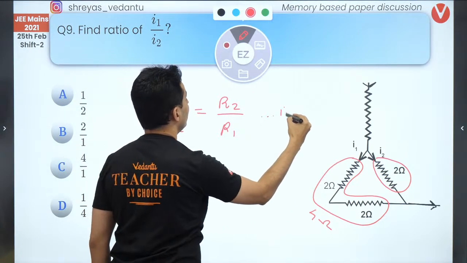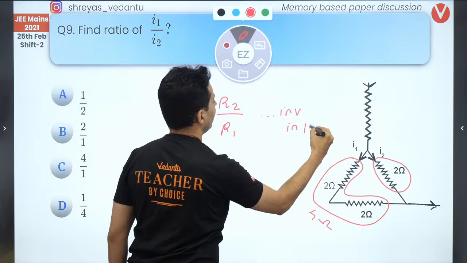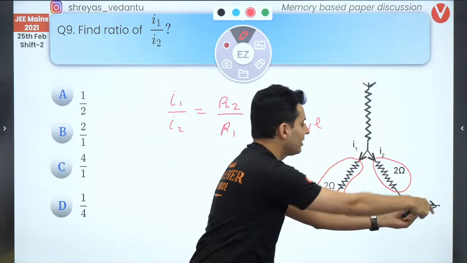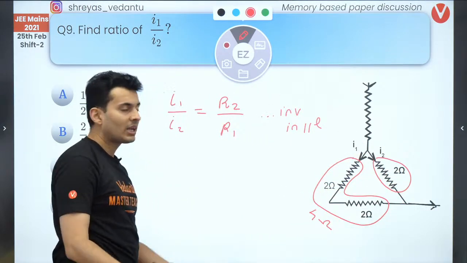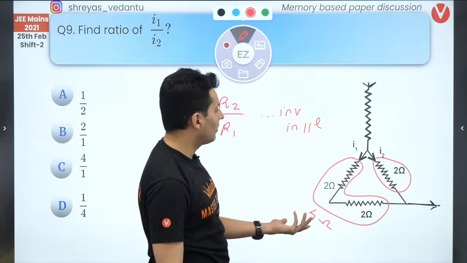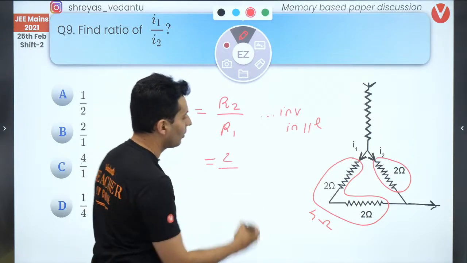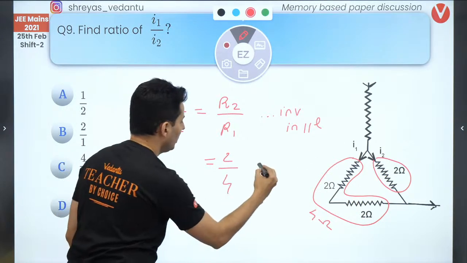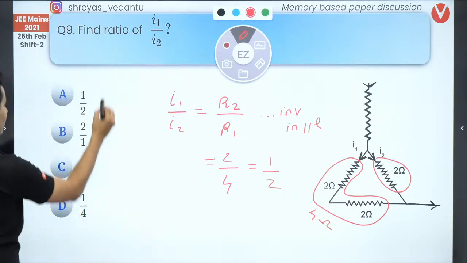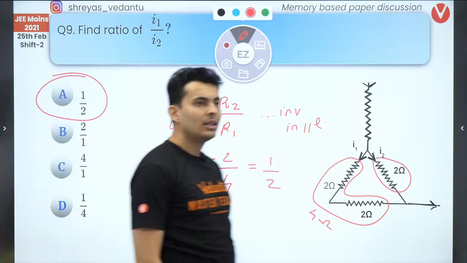It's inversely related, inverse in parallel circuits. Do you see this is a parallel circuit? It is inversely related. Correct, guys? That's it. R2 by R1. So R2, the resistance of this, is basically 2. R1 is 4. That's going to be 1 by 2. That's it. Option A should be correct.